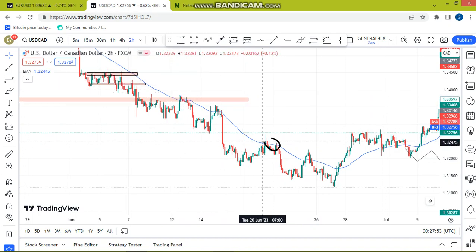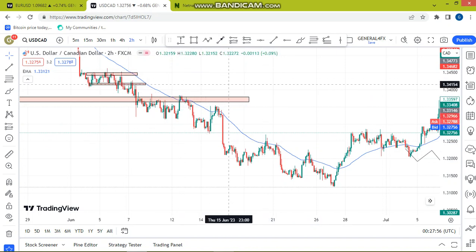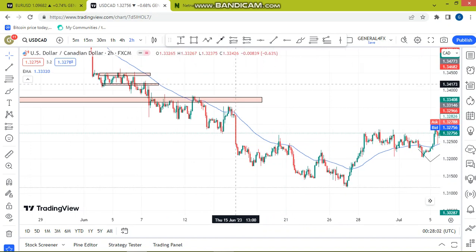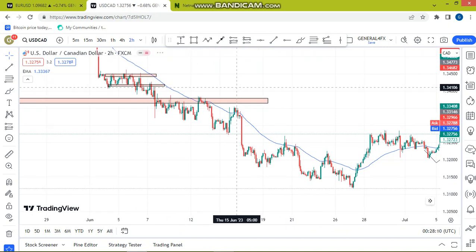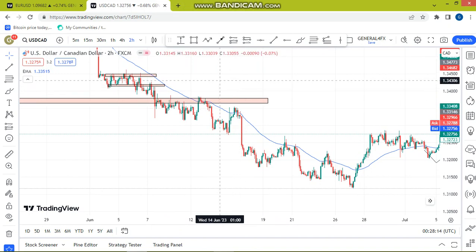Now I'm going to get into how you can trade this, with the confluences that you have, with trading the support and resistance, the trend line, and the moving average based on the pullback strategies. All right, so let us get into it. Basically, let's quickly get into it.